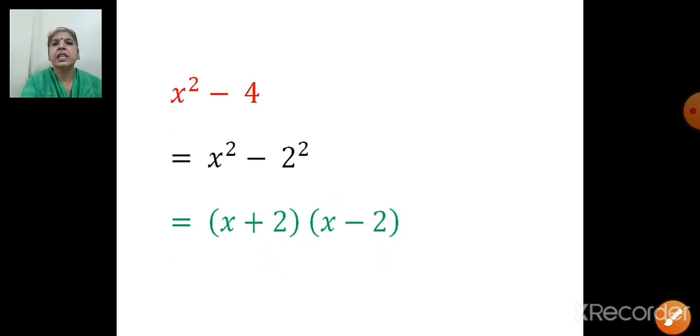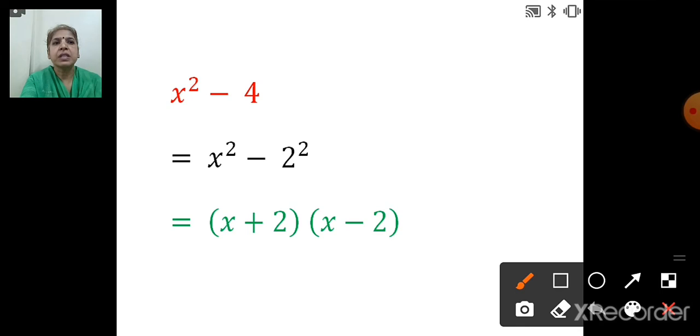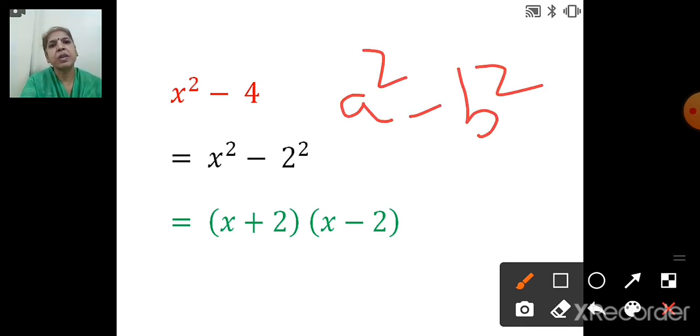Now the next one is x square minus 4. This is based on the formula a square minus b square. Which formula is it based on? A square minus b square. Here you can directly write the factors also, but I have shown you the steps. X square is the square of x and 4 is the square of 2. So the factors are x plus 2 the whole bracket multiplied by x minus 2.